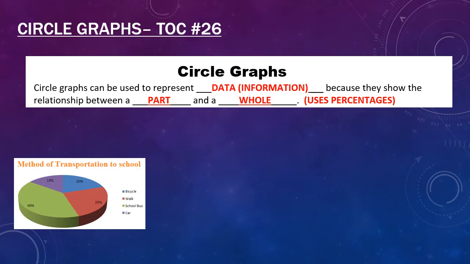This shows the method of transportation of how students are getting to school. So if you look at this, the largest section is that green section. So we know that 40% of the kids are riding the school bus. That's the largest section. The next largest section means the next most popular way of getting to school is students walk to school, then they ride their bike, and then students are getting driven to school by their parents.